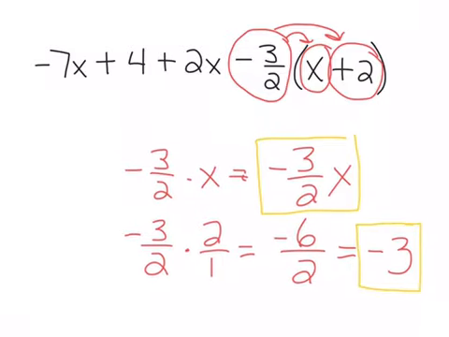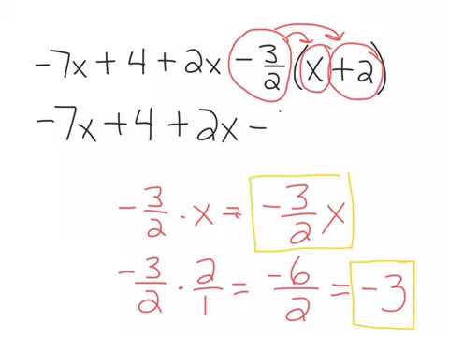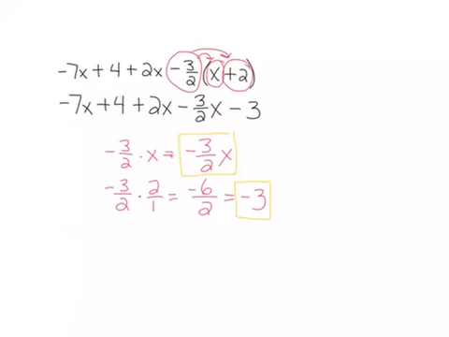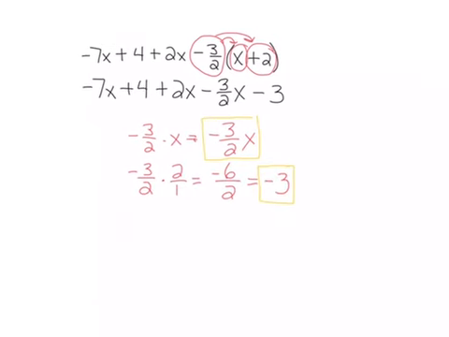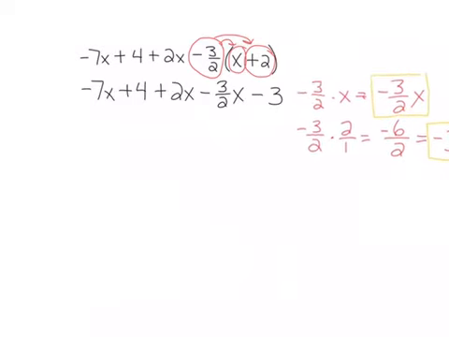So I'm going to move this down so I can give myself some space up here, and I'm going to rewrite this as negative 7x plus 4 plus 2x, that's from above, and then include my negative 3 over 2x that I just found and my negative 3 from down below. So now let me resize this so that I can move my work off to the side. Select that there. We want to move that work off to the side.